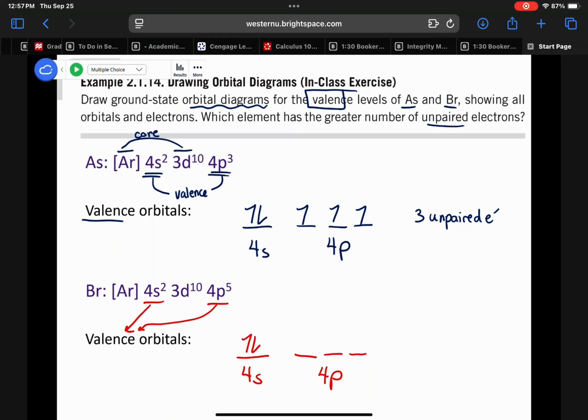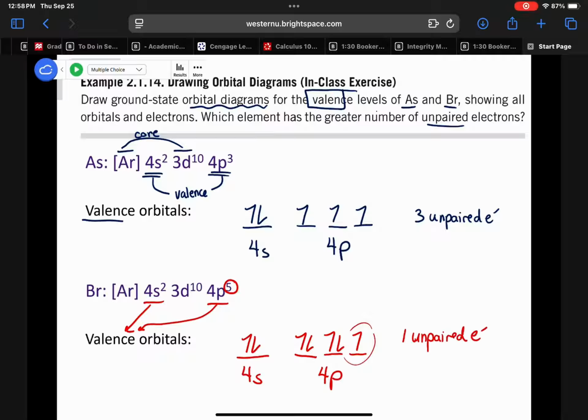And then for my 4p, I have to place 5 electrons there. So 1, 2, 3. First 3 go unpaired, spread out, feeling good about their personal space. But the next 2 need to pair up. Little bit uncomfortable, but they'll handle it just fine. 4 and 5. So how many unpaired electrons do we have? Well, now we just have one unpaired electron.